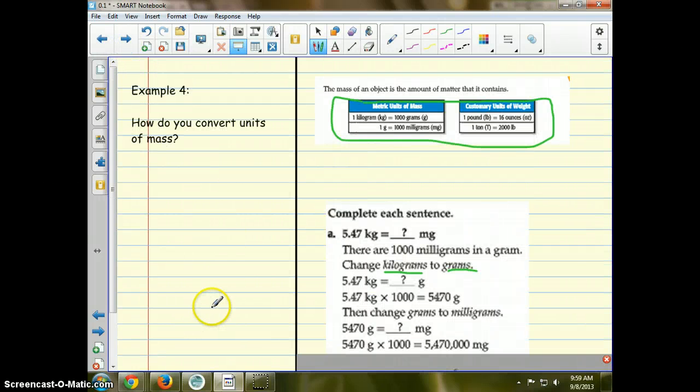All right, so this conversion thing is something that will come up throughout geometry. It's important to keep that in mind.